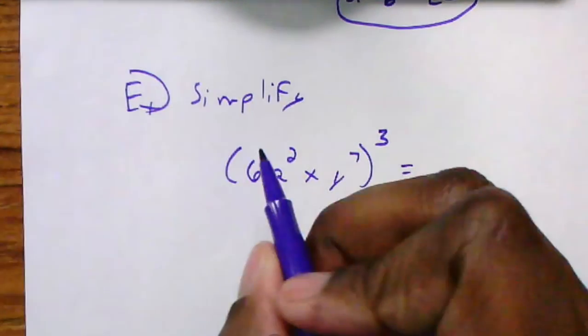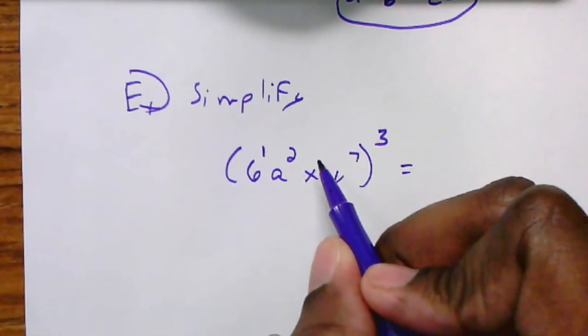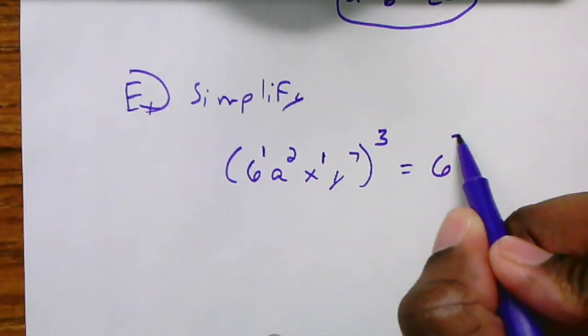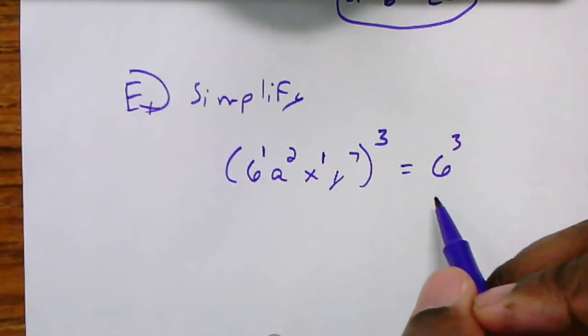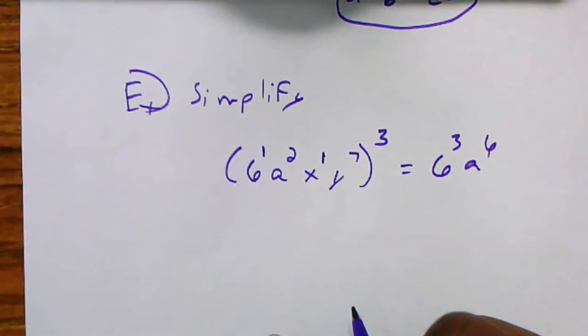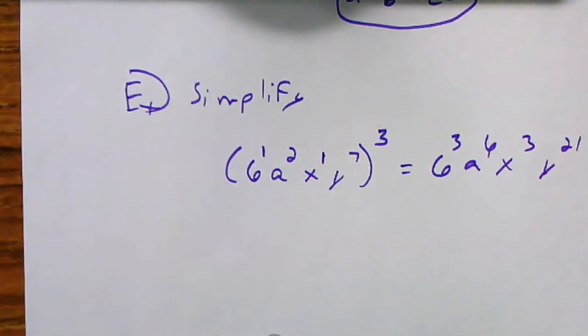If you gave it a shot, you should have saw the exponent on 6 was 1. Exponent on a was 2. Exponent on x was 1. So this becomes 6 to the third power, because 1 times 3 is 3. A to the 6th power, because 2 times 3 is 6. X to the third, and y to the 21st.